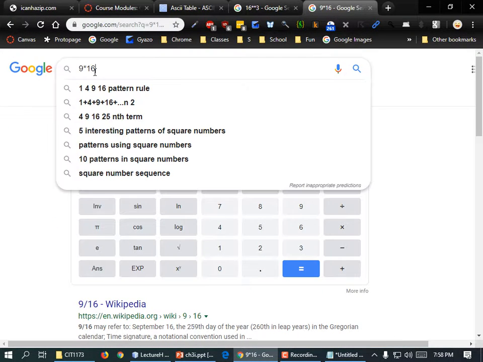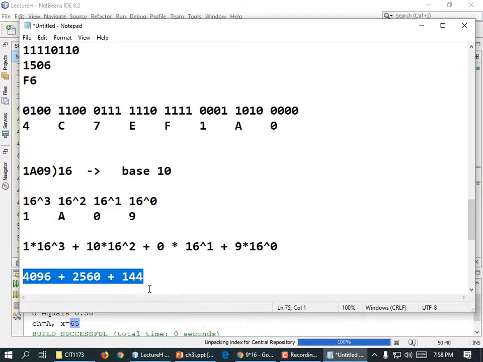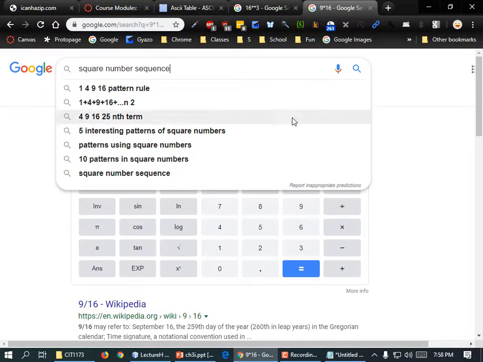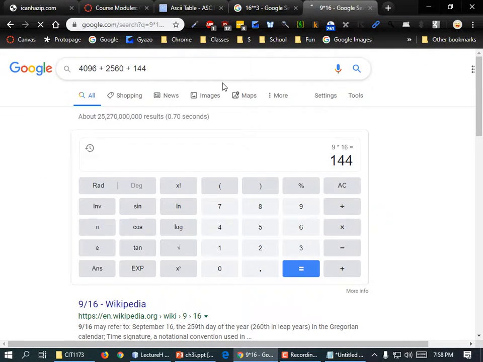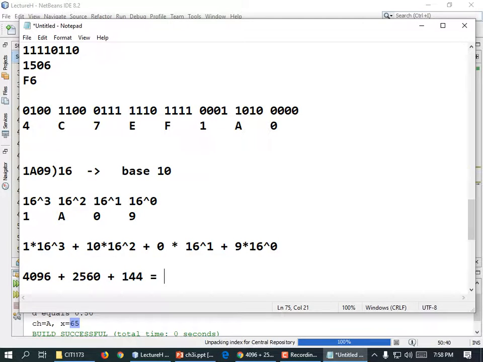Now I'm not going to ask you to do that. How come I didn't copy it? Try that again. All right, 6,800. So this sequence in hexadecimal is equal to 6,800 in base 10.